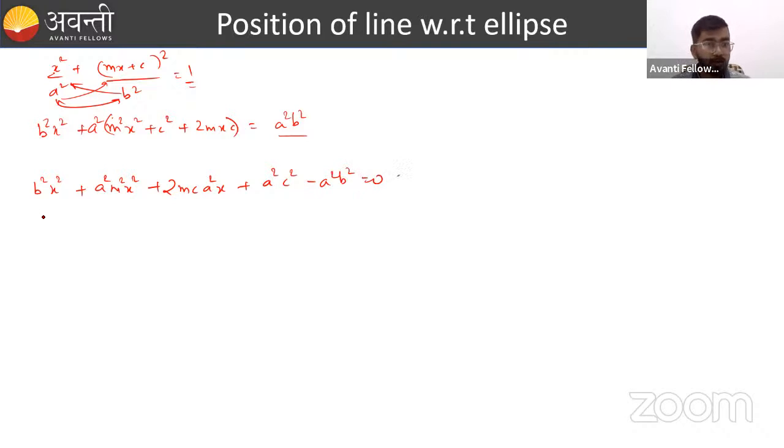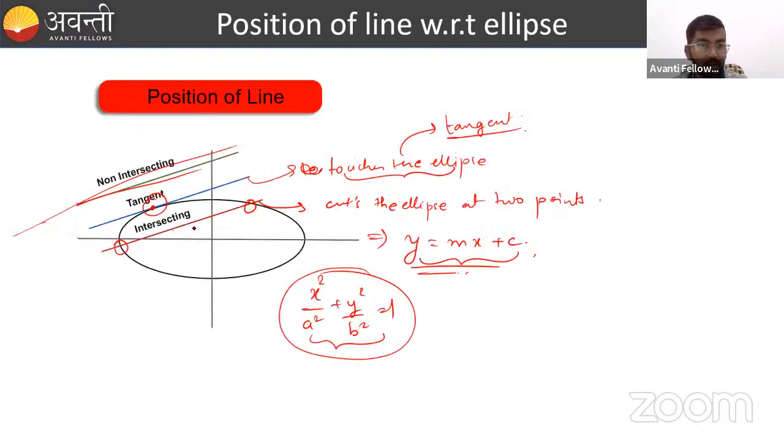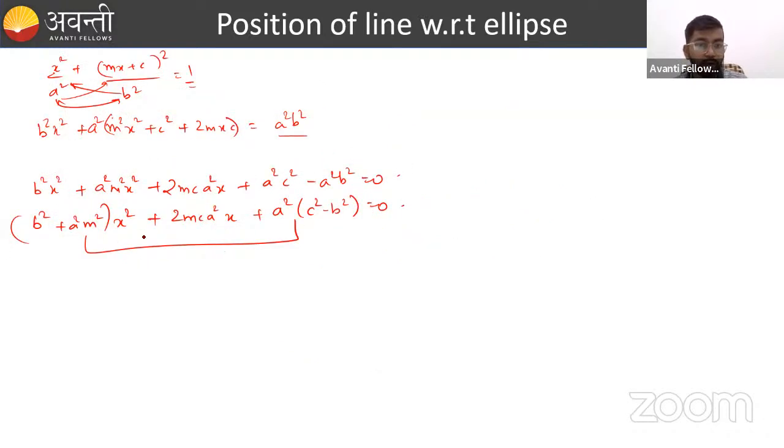So this is (b square plus a square m square) into x square plus 2mc a square x plus, if you take a square common, a square into (c square minus b square) equals 0. Now you can see that this is a quadratic in x, right? If you want your line to be tangent, that means you have only one root. It is touching the ellipse at only 1 point, and hence you have only one root for this equation.